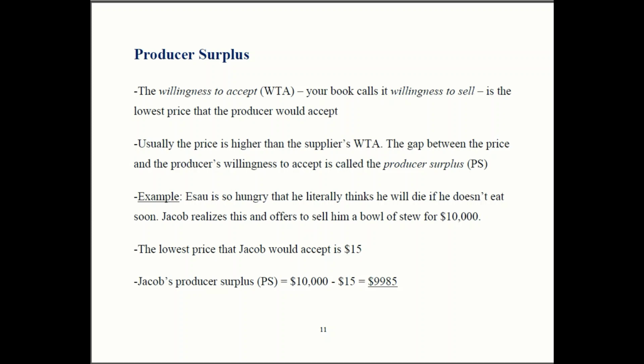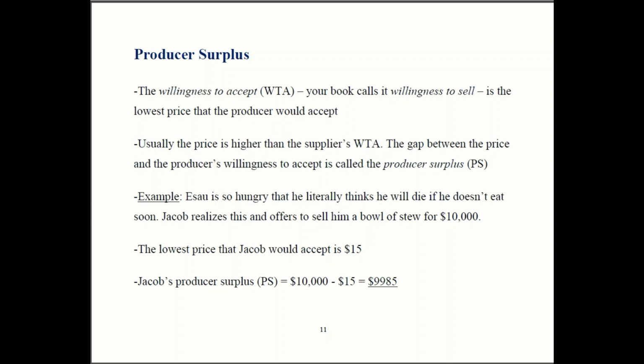So the producer has a willingness to accept. That is the lowest price they'd be willing to take when they're selling a good. Your book calls it willingness to sell, but that term is not as common. Most books will say willingness to accept.